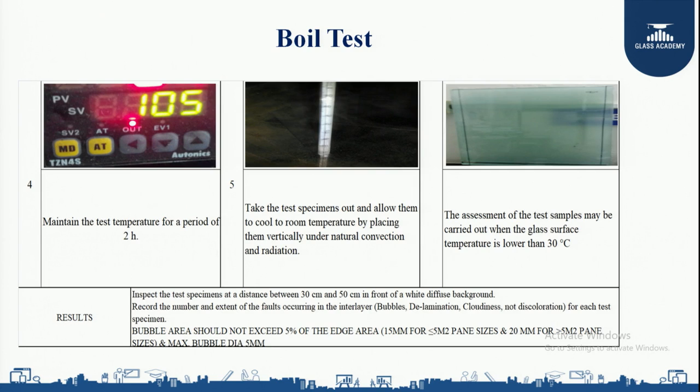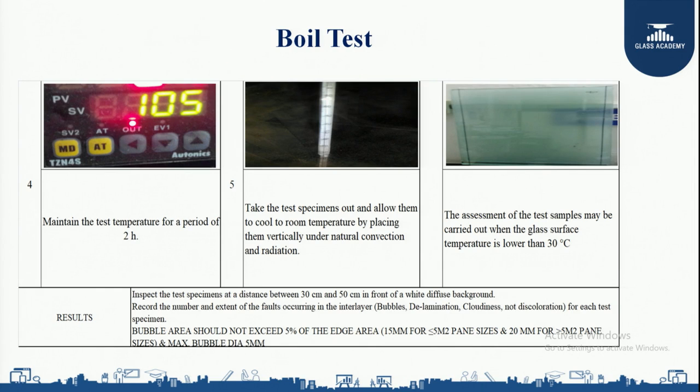If you see in the fourth slide, it is saying maintain the test temperature for a period of 2 hours. In the digital meter you can see that the temperature is set to 100 degrees and we need to maintain it for 2 hours. In the fifth figure you can see that even with the help of a thermometer we can measure the boiling water temperature. Once the glass has been boiled for 2 hours at 100 degrees centigrade, we need to take out the sample. Take the test specimens out and allow them to cool to room temperature by placing them vertically under natural convection and radiation.